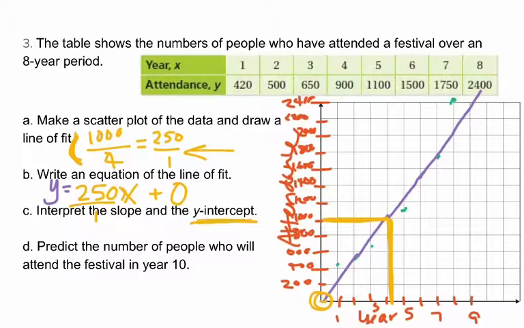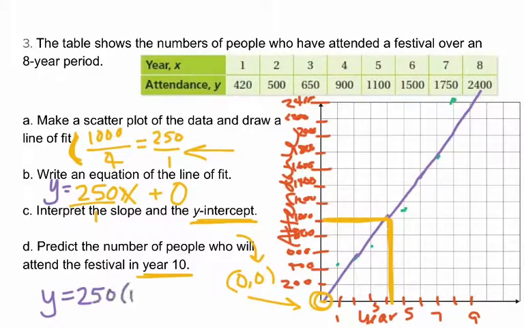Now we got to interpret that y-intercept. What does that mean? What does 0, 0 mean? That's where it's crossing at. At year 0, we have 0 people attending. That's what our y-intercept means. Okay, now the last question, predict the number of people who will attend the festival in year 10. Well, if I substitute 10 in there, that would be y equals 250 times 10, which, mental math, right? We got that, is 2,500 people.